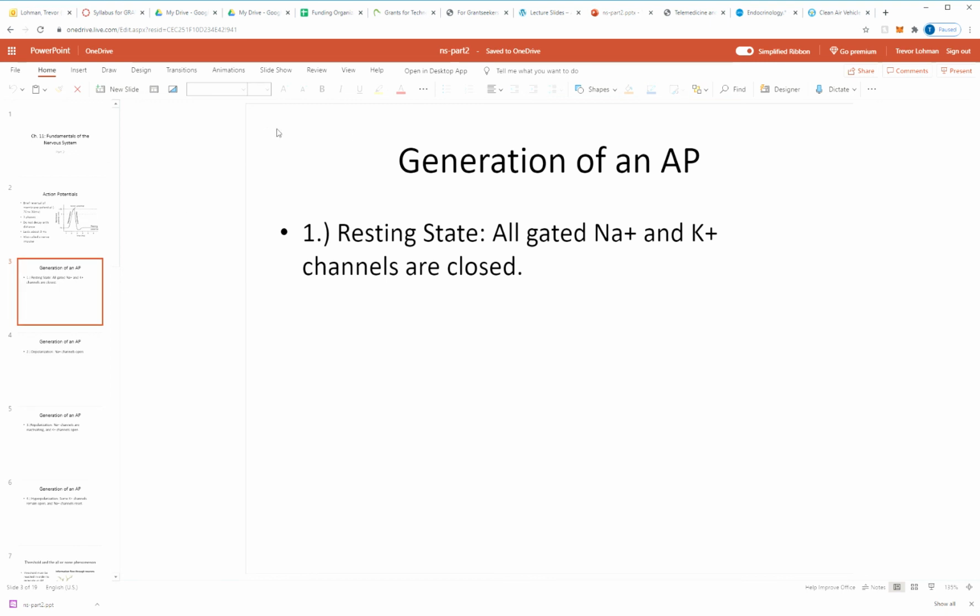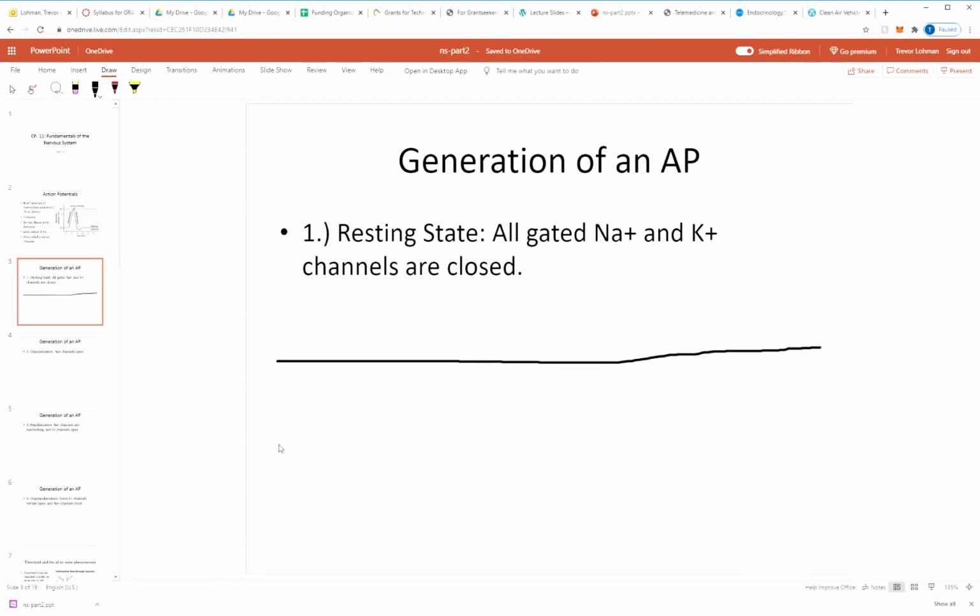I normally draw this on the overhead. We are going to try to draw it on a PowerPoint. Wish me luck. So here's what I'm going to do. I'm going to draw a patch of cell membrane. Let me be a little bit smarter about this.